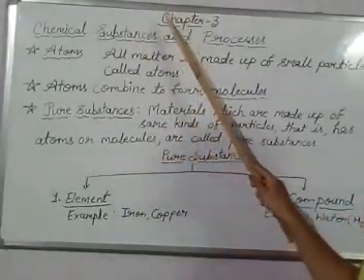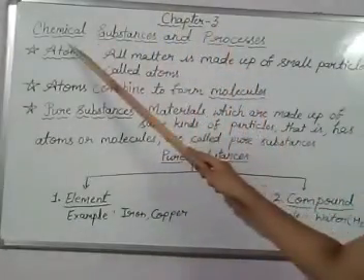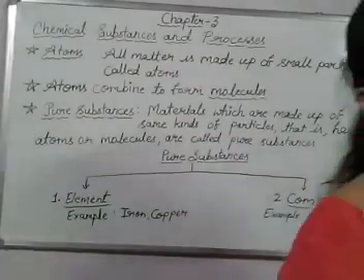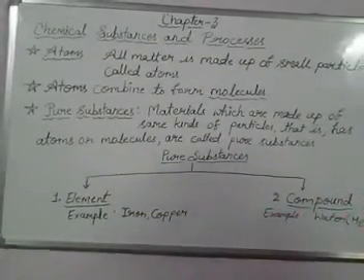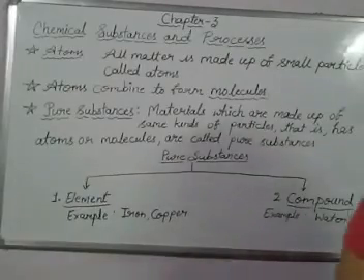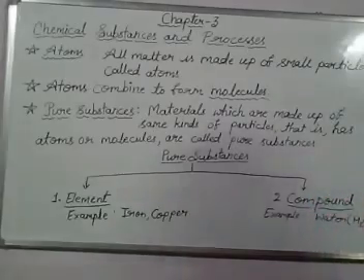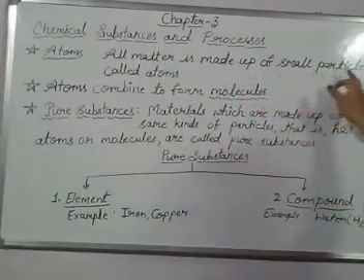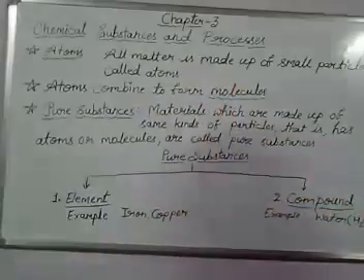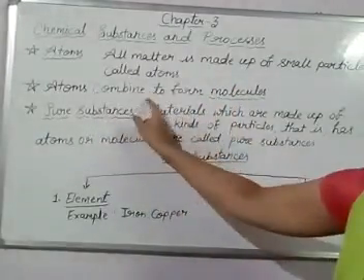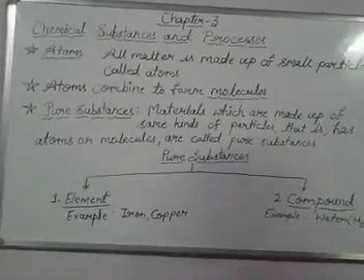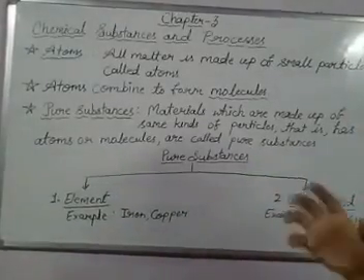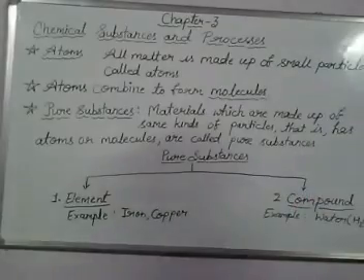Good morning students. Today we are going to learn chapter 3, chemical substances and processes. In the previous class we already learned about matter and its nature, and you know that matter exists in three states, that is solid, liquid and gases, and all matter is made up of small particles that are called atoms. So, atoms combine to form molecules. For example, two atoms of hydrogen and one atom of oxygen combine together and form a molecule of water.